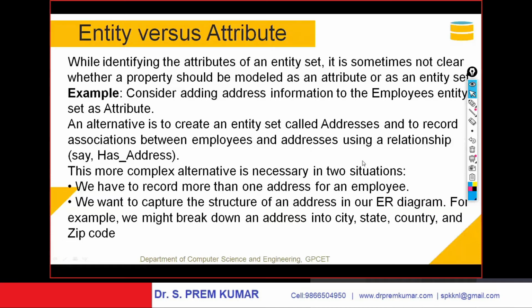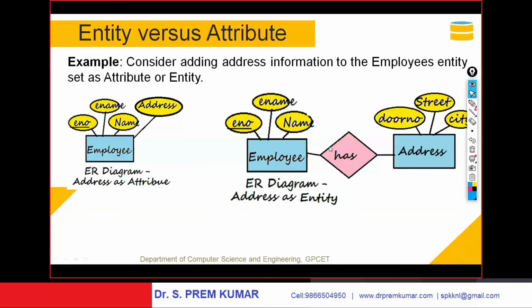We'll study an example that will make this more clear. Observe here, I'm designing the employee entity. I'm taking employee number, which is an attribute. Employee name is an attribute. Salary is an attribute. Employee number, name, salary: these are the attributes, quite comfortable. I'm taking address as an attribute.